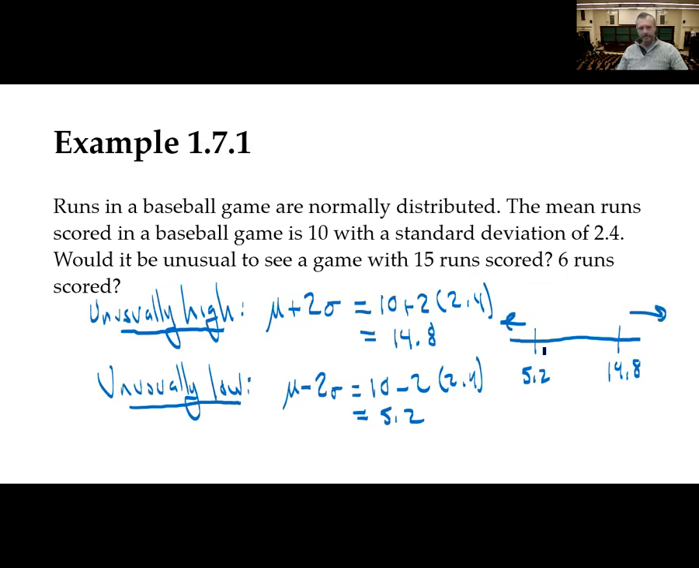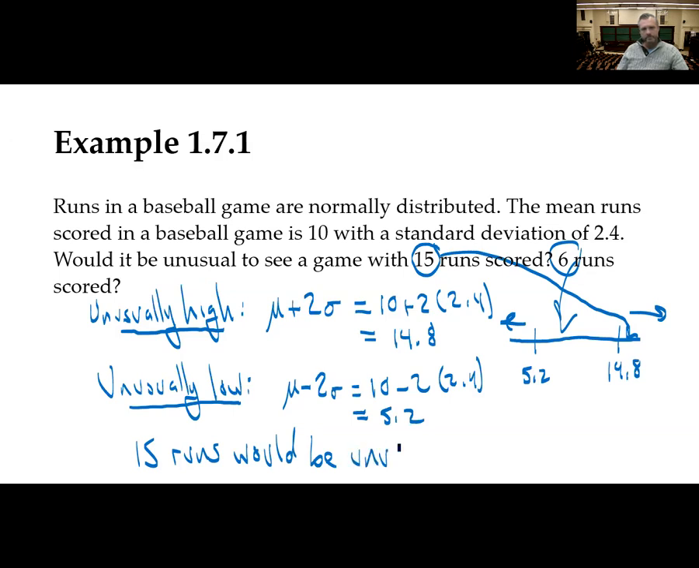So would it be unusual to see a game with 15 runs? Well, yeah, because 15 sits out here somewhere. But notice that 6 runs is in there. It's between 5.2 and 14.8. So 15 runs would be unusual because it's beyond 2 standard deviations from the mean, whereas 6 runs, of course, would not. So you see how that works. We're essentially finding what value corresponds to those 2 standard deviations above and below and deciding if the values we're given are within the appropriate interval.